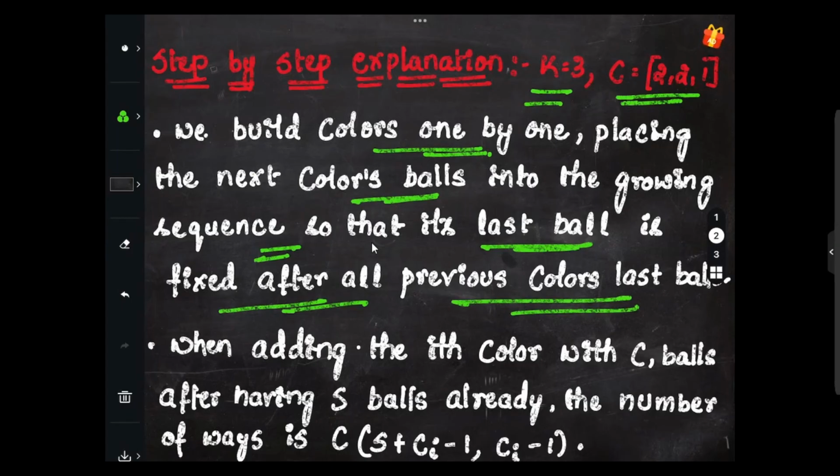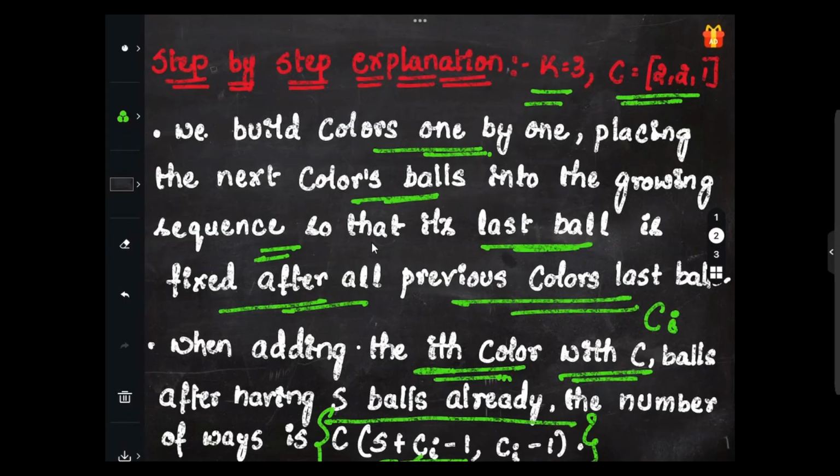Simple theory. Next, when adding the ith color with ci balls after having s balls already, the number of ways is C of s plus ci minus 1, ci minus 1. So this is the formula we'll be making use of. Just remember this one, it will be handy. We'll be making use of this throughout the code, as well as for the calculation part next.